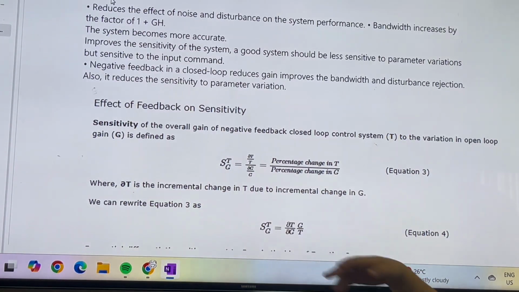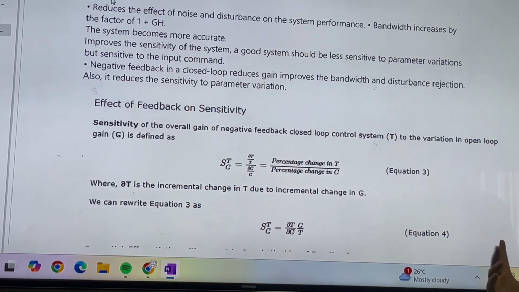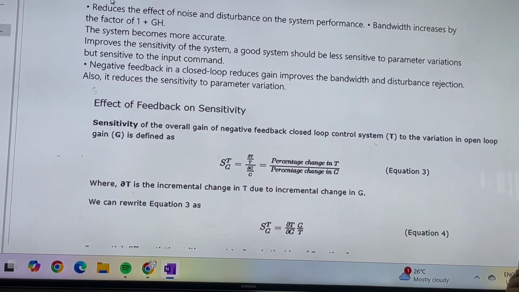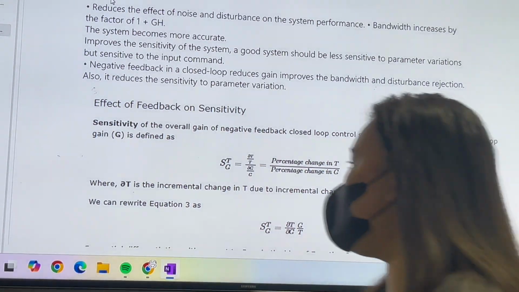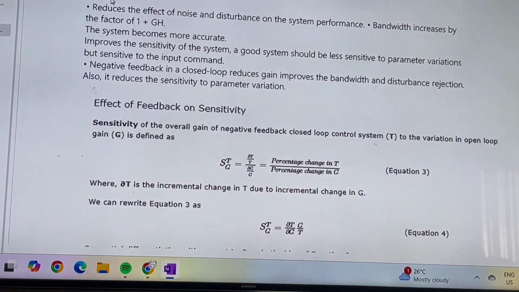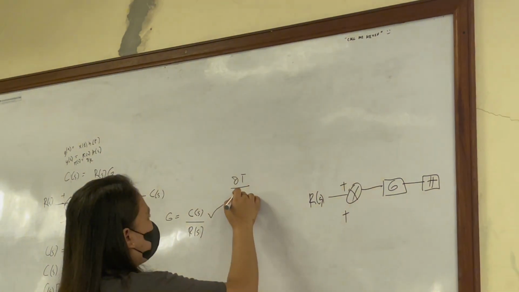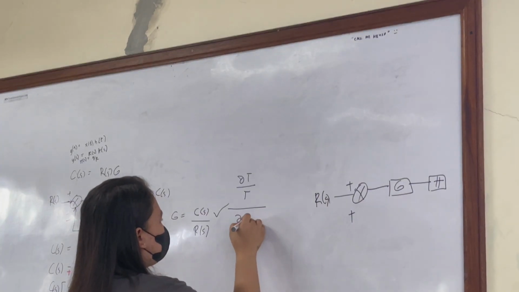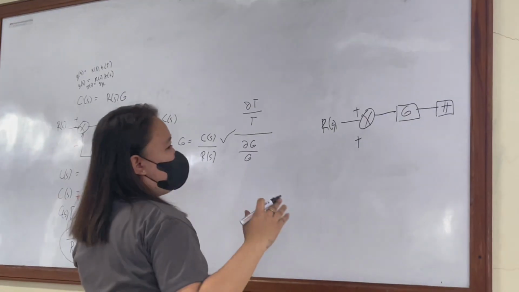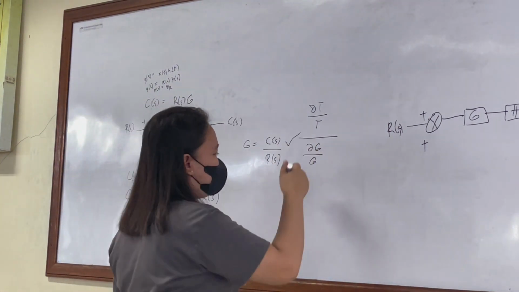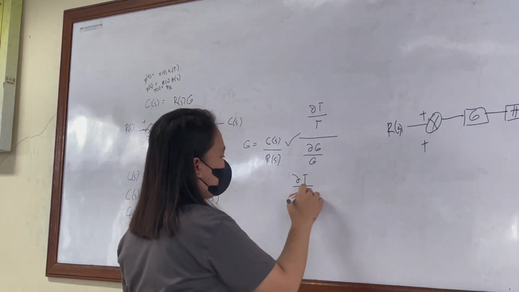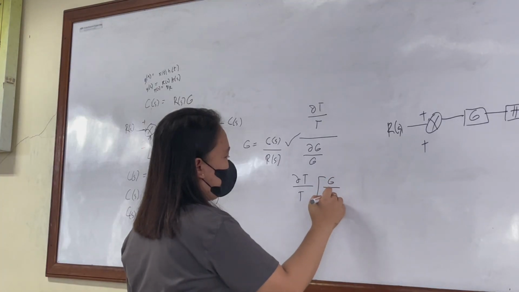Is the incremental change, partial T na lang ako tawag na. Change in T due to the incremental change in G. So if we rewrite this one, partial T all over T, all over partial T with respect to G. Now, dividing two fractions, di ba, mabali man na siya. Partial T over T with respect to G all over partial G.